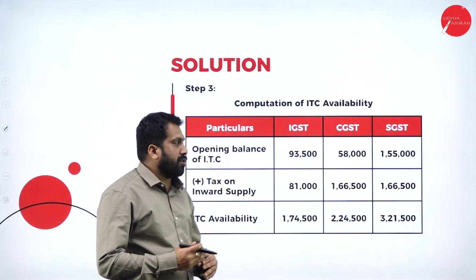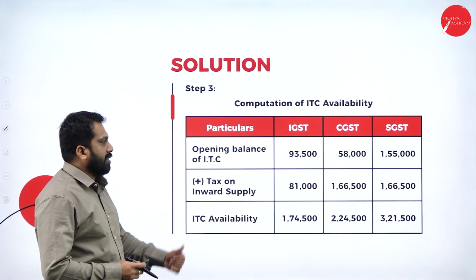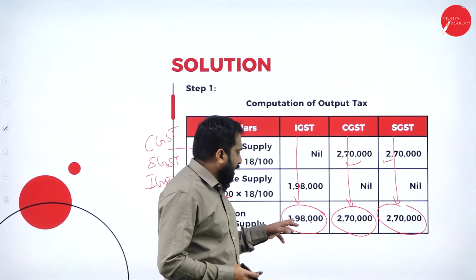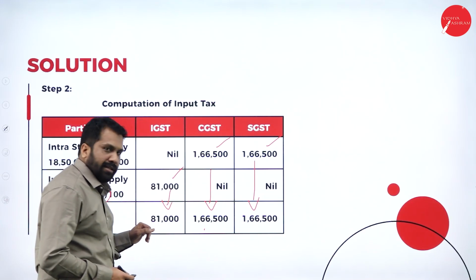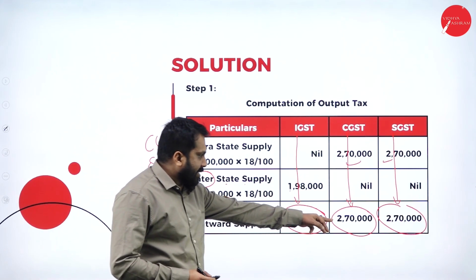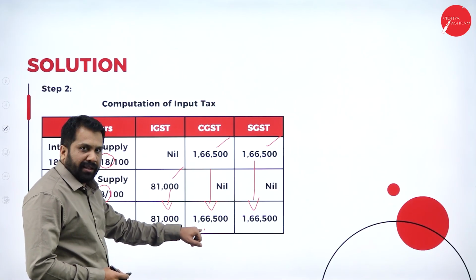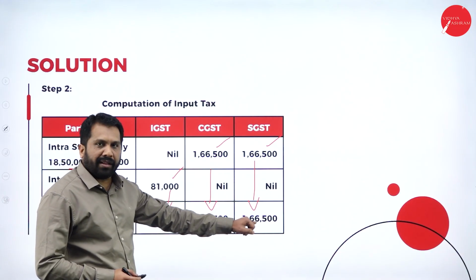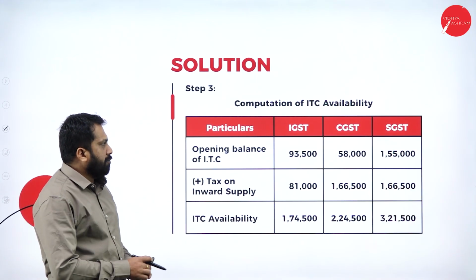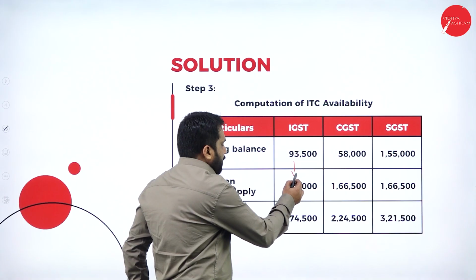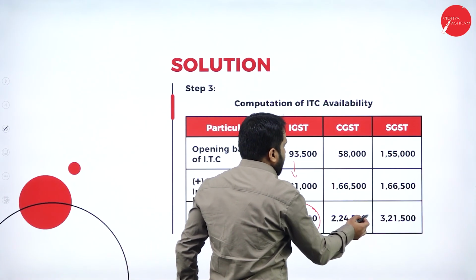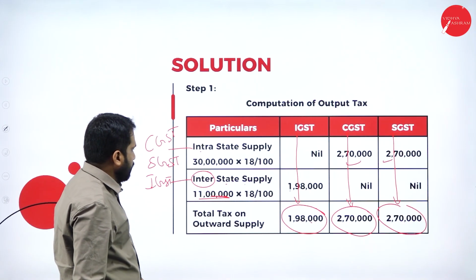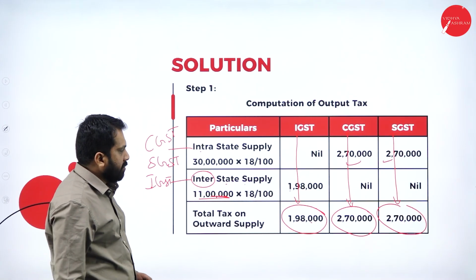Like that you are supposed to minus. From outward you have to minus inward tax. Now from outward 1 lakh 98 minus 81. 2 lakh 70 minus 1 lakh 66. 2 lakh 70 minus 1 lakh 66,500. Now if you do that, this minus this, this minus this, this minus this. Now see all the calculation they have done.